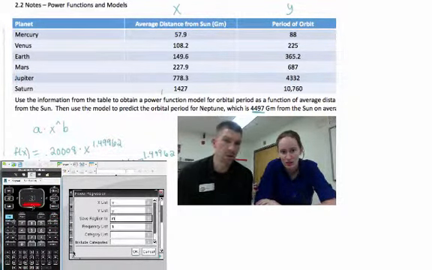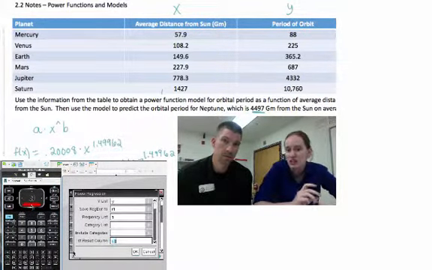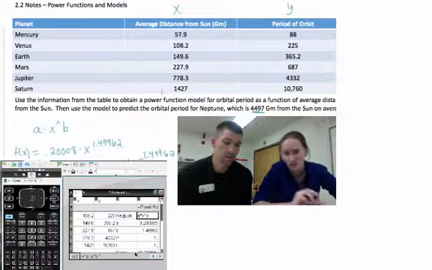So this problem starting off looks really painful, but it wasn't so bad. All you had to do was power regression in your calculator. And that's it.